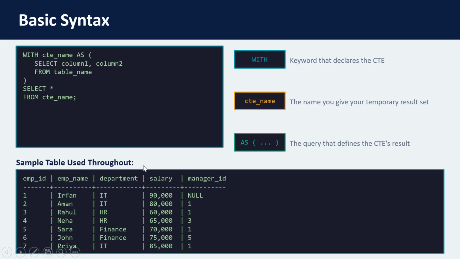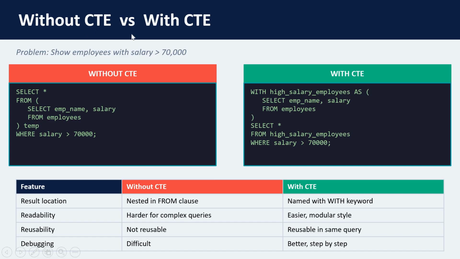So let's take a simple table. These are the table having employee ID, employee name, department, salary and manager ID. This example we will cover in this particular video. Now let's start without CTE and with CTE. Let's say I want to show employees with a salary greater than 70,000. So I need to display the employees whose salary is greater than 70,000. First we will go without CTE and with CTE.